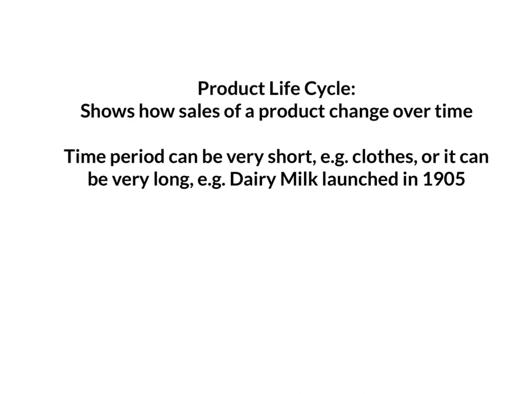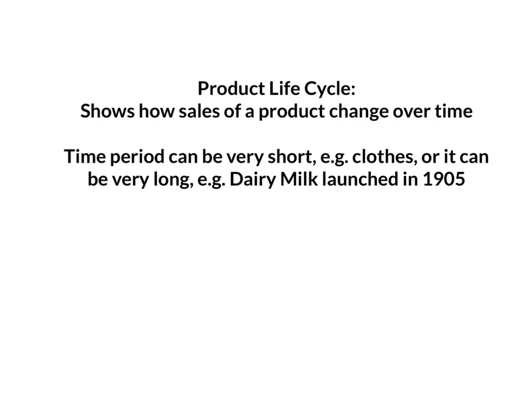Now, time. When I show the diagram in a sec, there is no particular time scale here. It could be very, very short. You think about clothes, they're going in and out of fashion all the time, so the time period for that could be just a few months. Whereas there are other products that feel like they've been around forever, classic products like a Dairy Milk bar. It was launched in 1905, over 100 years old, and sales are still in the millions and millions. So it can be a really long time scale or a very short time scale, depending on what product you're looking at.